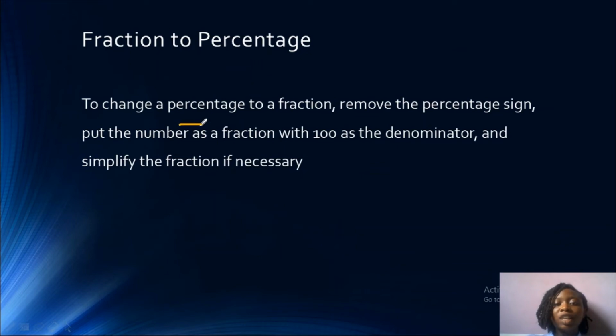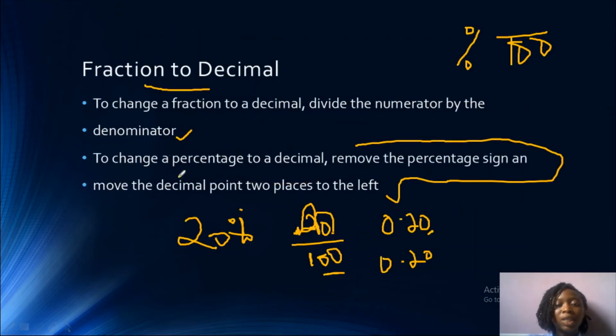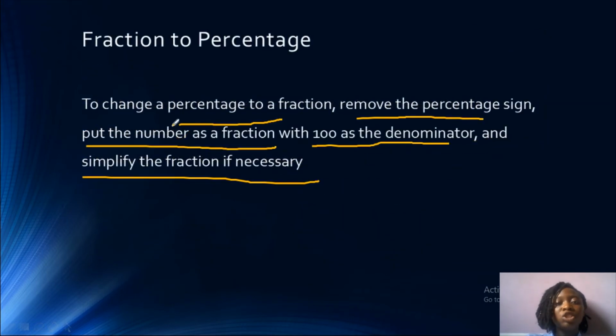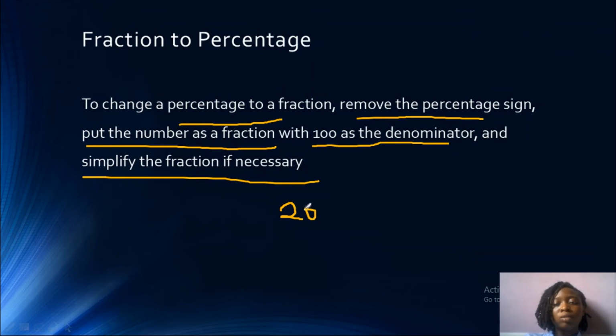So to change percentage to a fraction, remove the percentage sign, put the number as a fraction with 100 as a denominator, and simplify the fraction if necessary. So what we did previously was changing the percentage to decimal, but here we are going to change percentage to fraction. So this is also very simple. It's the same process. So the same 20%. So 20 over 100. So this is our denominator. So 20% is equal to 20 over 100.